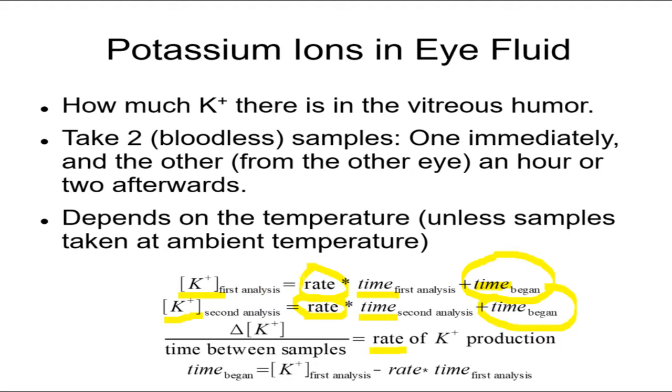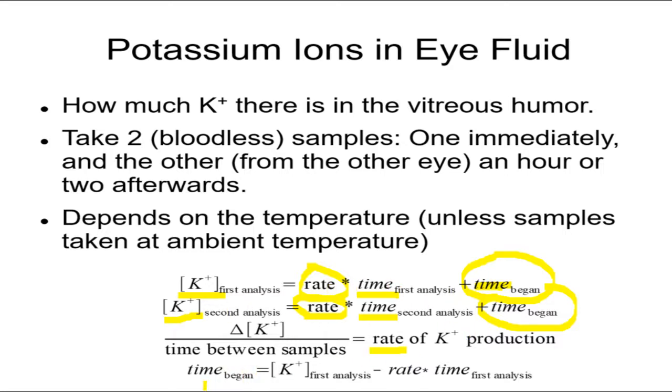This we know. The rate we now know. And the time we know also because we marked down the time. And we can solve for the time that began. And here's what our equation would be. Time that began, here we have it. Subtract the rate times the time from this. K plus the first analysis minus the rate times the time. That's for subtracting this. And that'll be equal to the time that began.